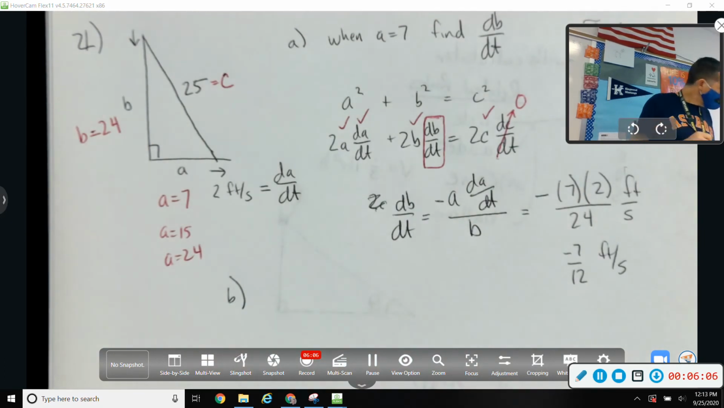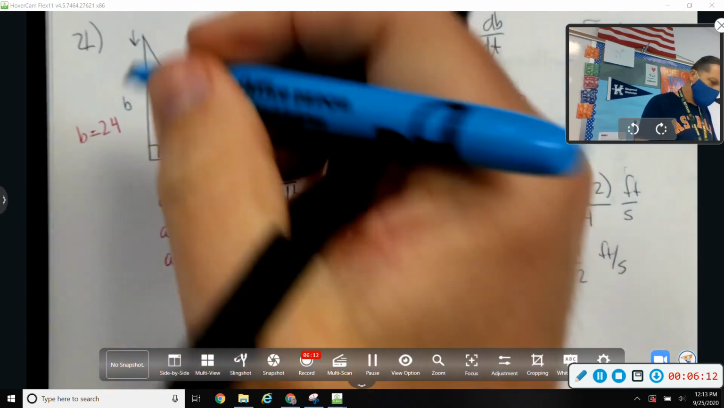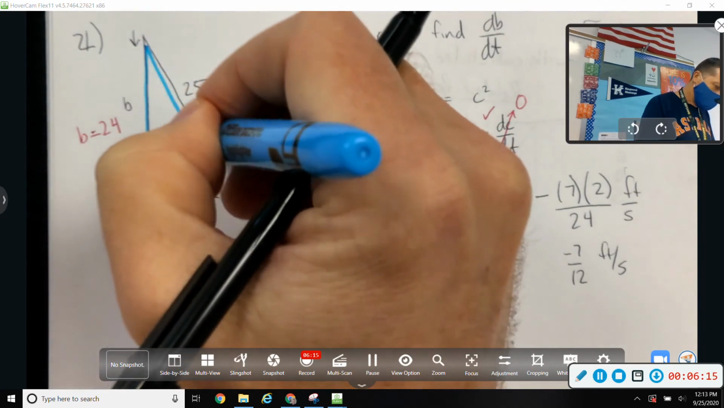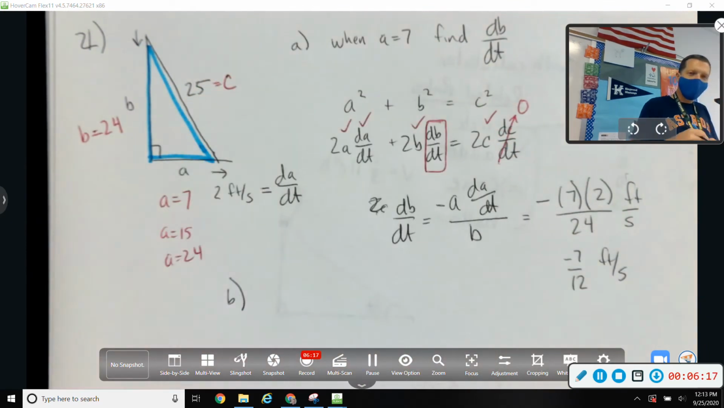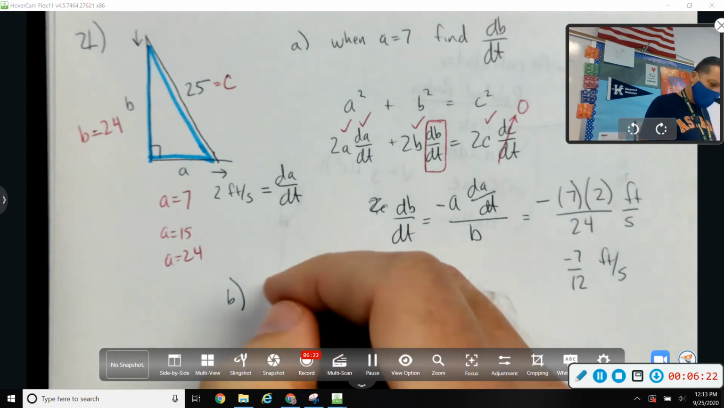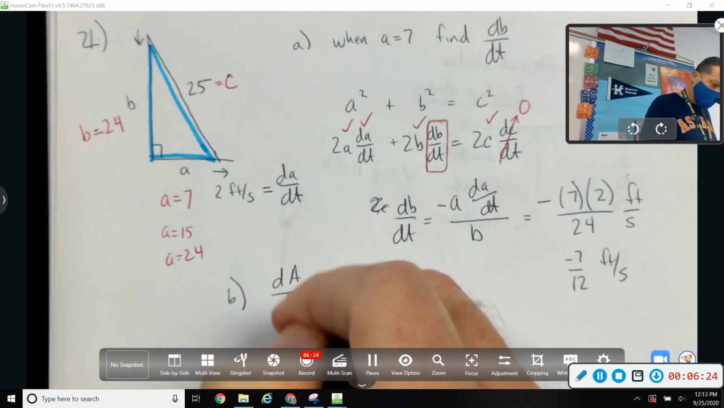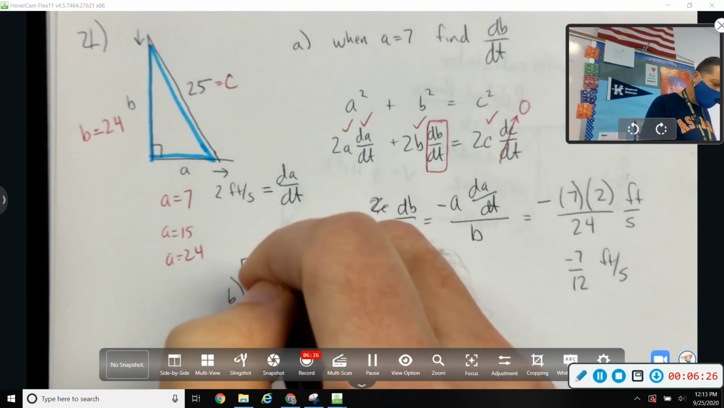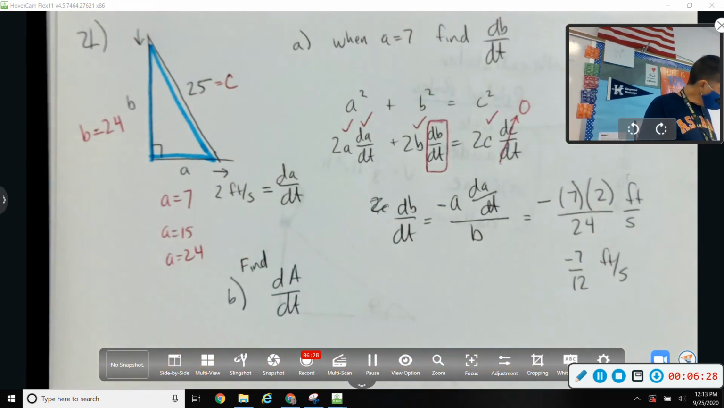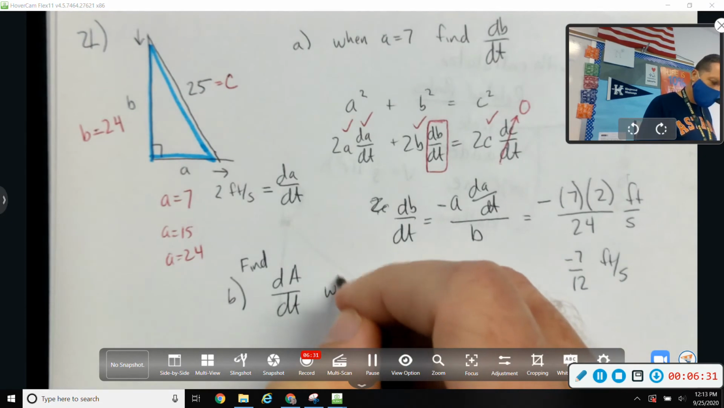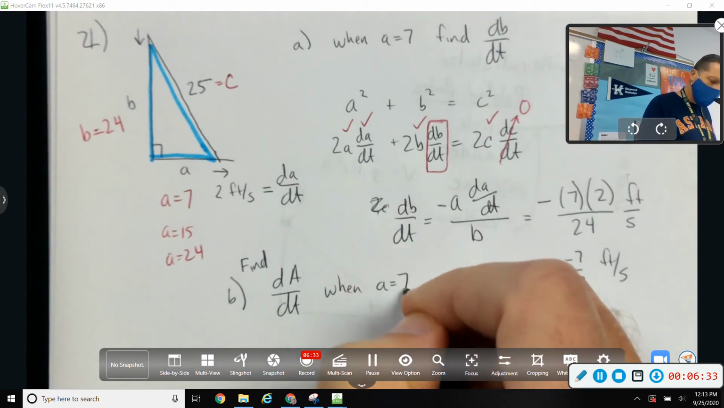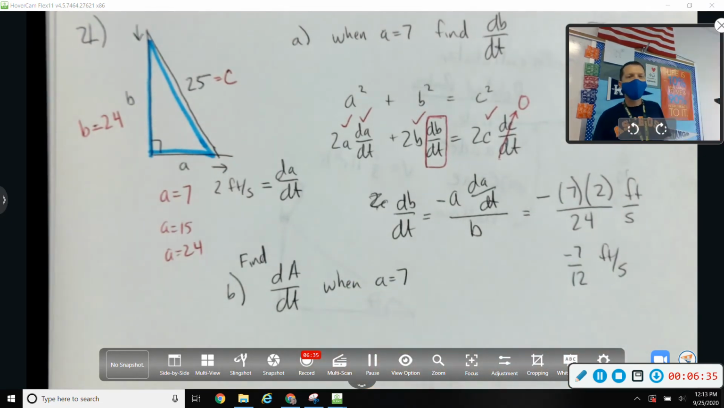Part B. Consider the triangle formed by the side of the house, the ladder, and the ground. Okay, triangle formed. Yep, got that. Find the rate at which the area of the triangle is changing. So find dA dt when the base of the ladder is 7 feet from the wall. Okay, that's why I picked the 7 to do, because the rest of the problem has to do with 7.